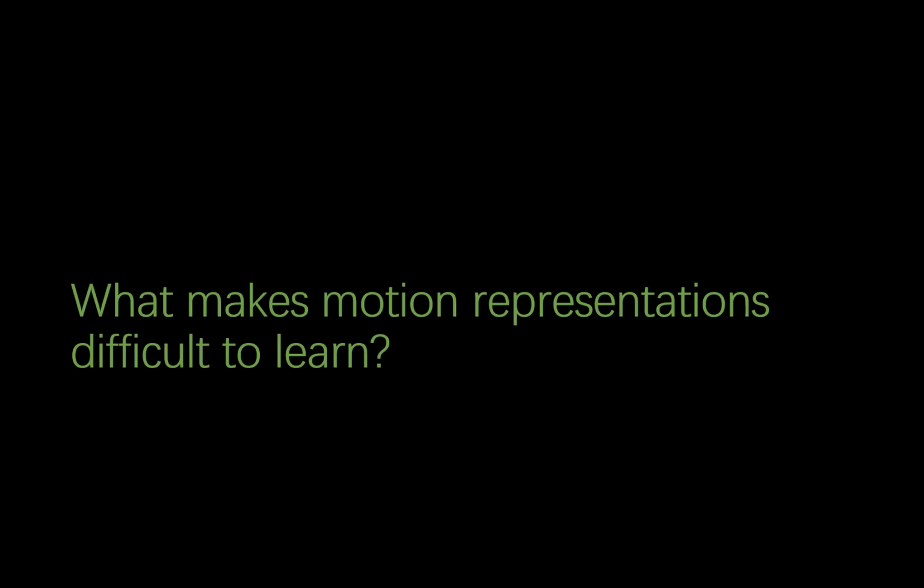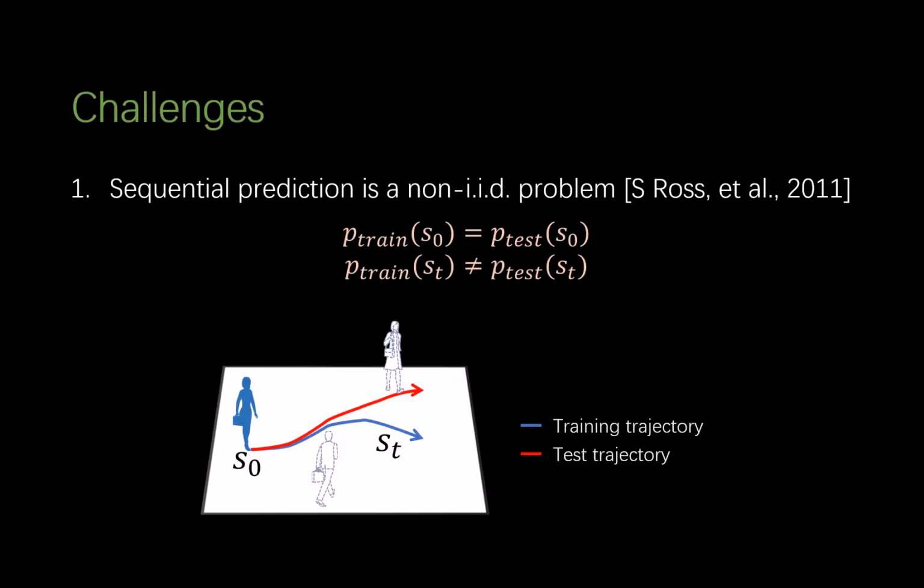The key challenge stems from two sources. Number 1. Sequential prediction is not an IID problem. As illustrated in this figure, while the training trajectory in blue and the test trajectory in red start from the same state, these two trajectories may gradually diverge due to the prediction errors accumulated over time. That is to say, the state distribution is not fixed, but rather dependent on the learned model.